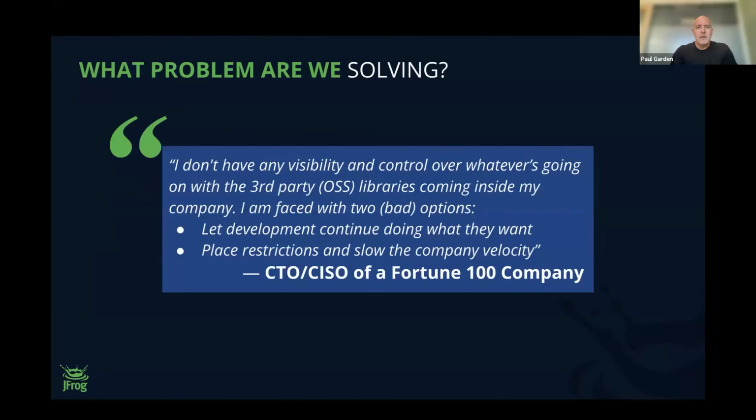Okay. So what is the problem we're solving? And I think this is very nicely summed up by a quote from a CTO or a CISO from a Fortune 100 company. And he says, and I quote, "I don't have any visibility control over whatever's going on with the third-party open source libraries coming inside my company. And I am faced with two bad options. Number one, let the development team continue doing what they want. Or number two, place restrictions and slow the company velocity."